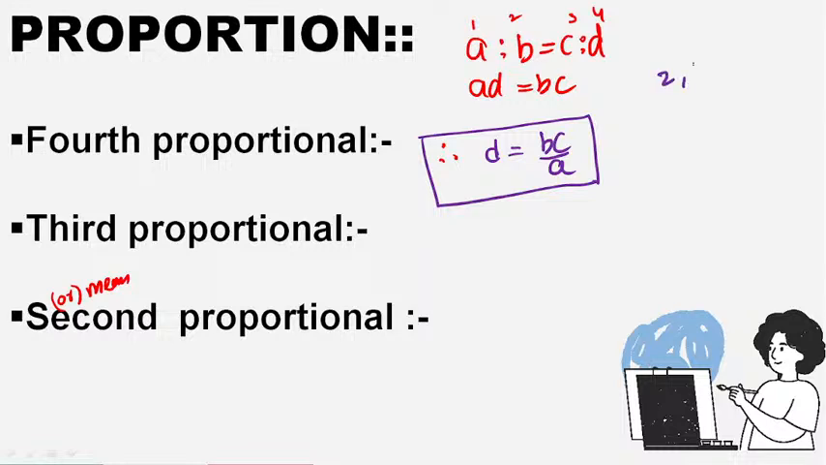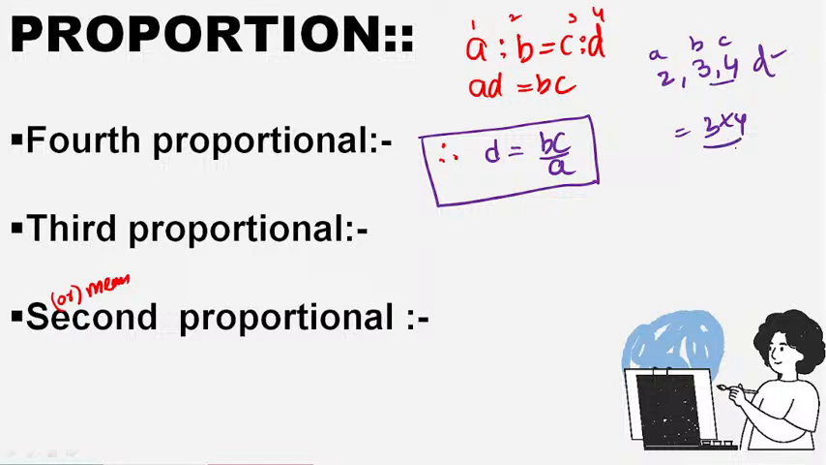For example, 2 comma 3 comma 4. Find out the fourth proportion. Look like A, B, C. So we have to find out the D value. Okay. Fourth proportion formula is BC by A. So what is the BC value?